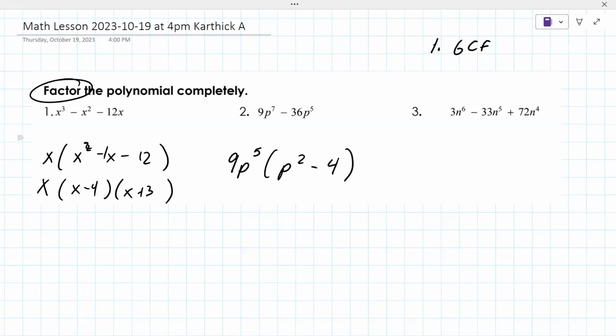So that's a perfect square, so this can be factored further. This is the difference of squares. So 9p to the 5th, p plus 4, p minus 4.